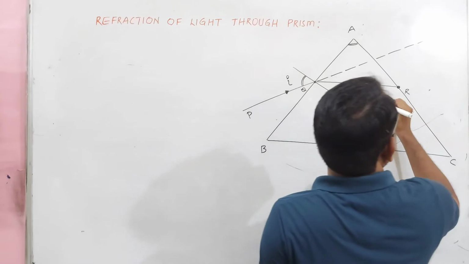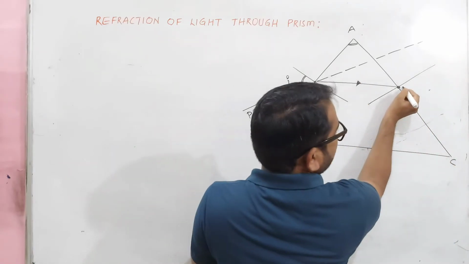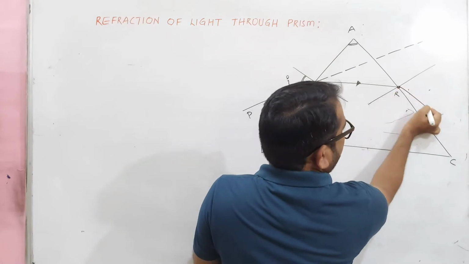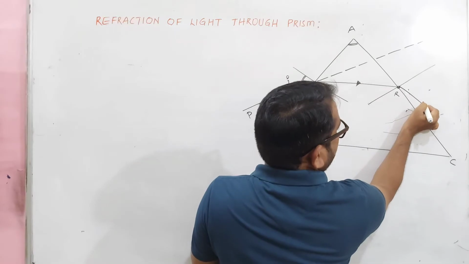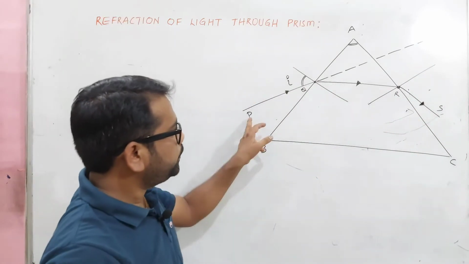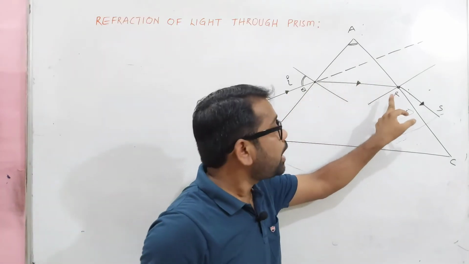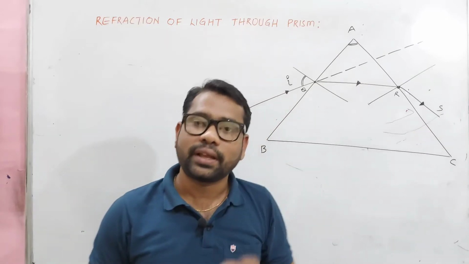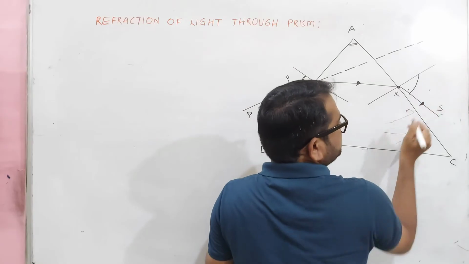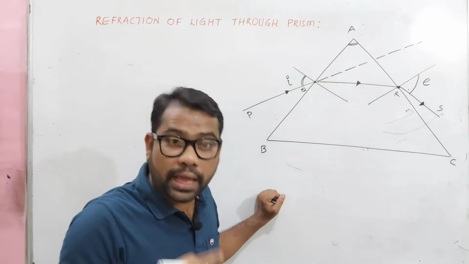So here also, dear children, let us make a normal. So light, at point R, moves away from the normal. Let us name it as RS. Here is RS. Children, PQ is the incident ray, QR is the refracted ray, RS is what? Emergent ray. The angle between the normal drawn and the emergent ray is called the angle of emergence.